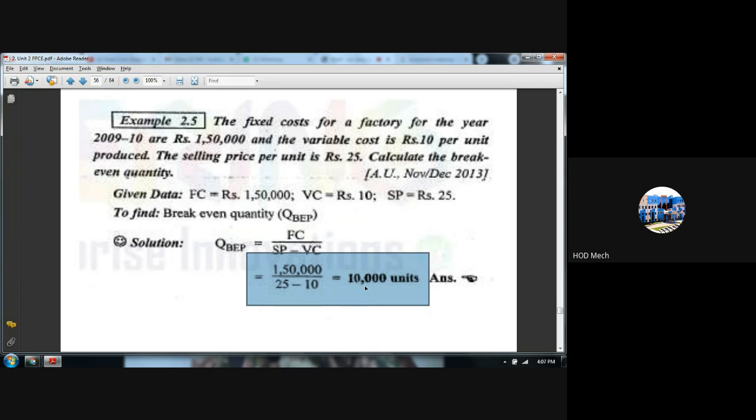So what does it mean? In your business, you have to manufacture at least 10,000 units per day so that you do not face any loss. If you produce 10,000 units, you are in the no profit, no loss zone. If you go above 10,000, definitely you are going to have profit. If you come below 10,000, definitely you are going to meet with loss. That is the meaning. Fine.